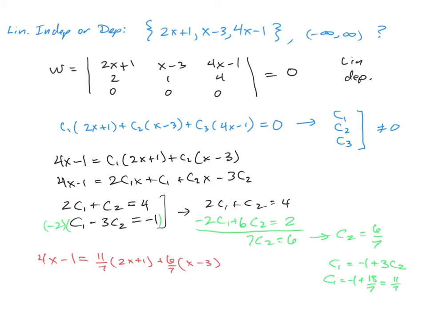And of course, you can check this out. This is going to be a total of 22/7 plus 6/7, which makes 28/7, which is 4 times x. And then 11/7 minus 18/7 is going to be negative 7/7, which is a negative 1. So that's our linear combination expressing the third in terms of the first and second.